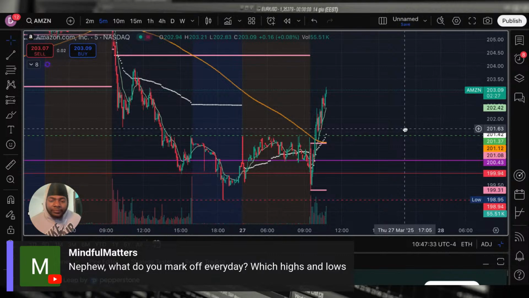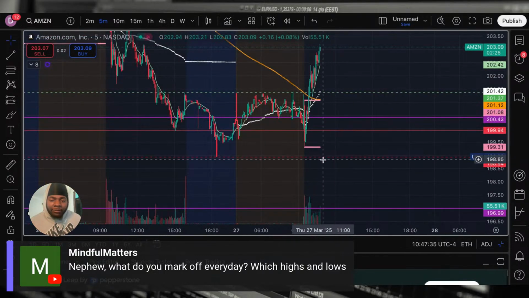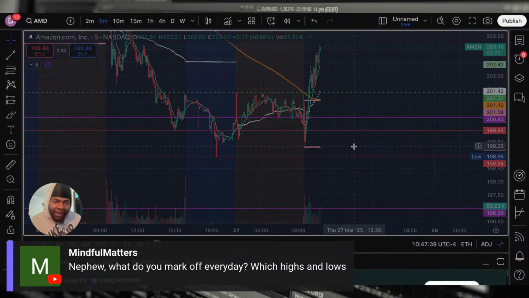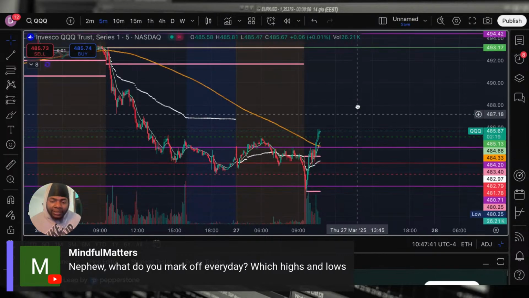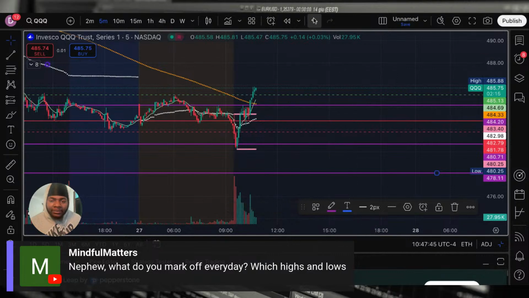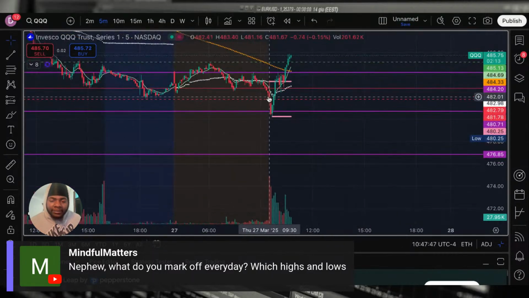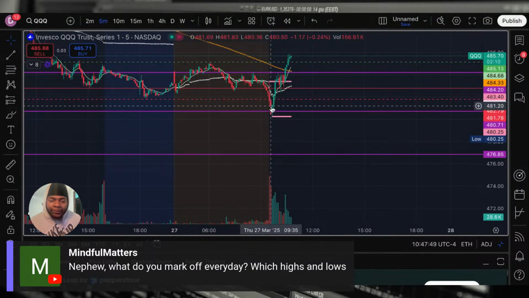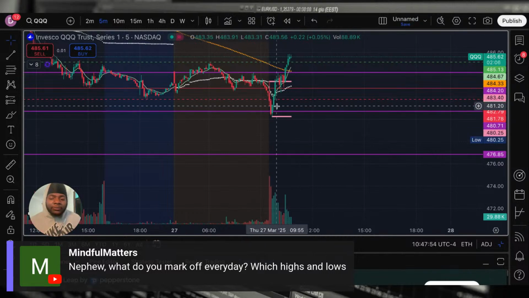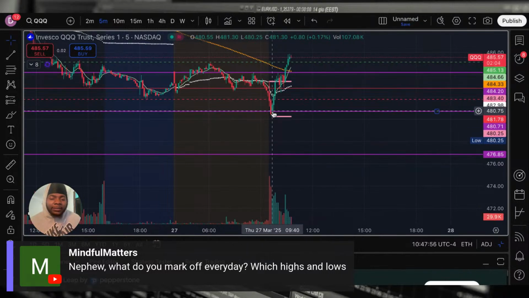So you want to see those levels break every morning before you enter a trade. The reason I got stopped out on QQQ is because right here, the market was rallying too, and it broke the pre-market low, but I just got faked out. It's not going to work all the time, but I should have known we had a weekly level sitting right here.